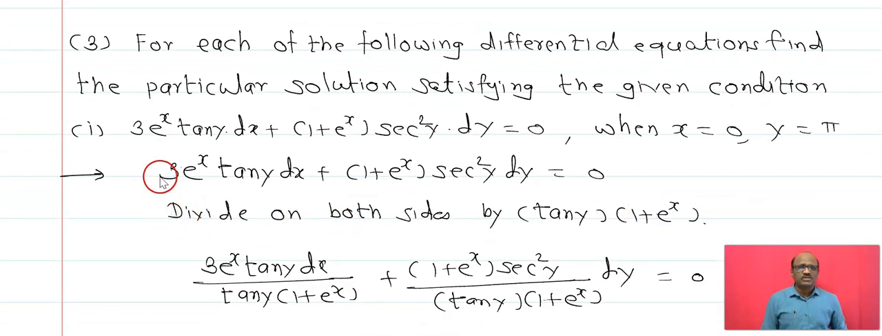Now again the same job, that is 3 into e raised to x into tan y into dx plus in bracket 1 plus e raised to x into sec square y into dy, that's equal to 0. Now separate the variables. Now we'll divide on both sides by tan y into in bracket 1 plus e raised to x.